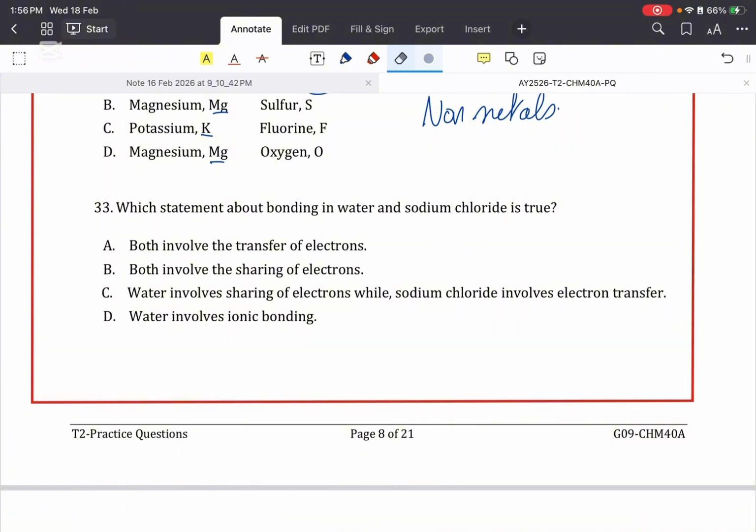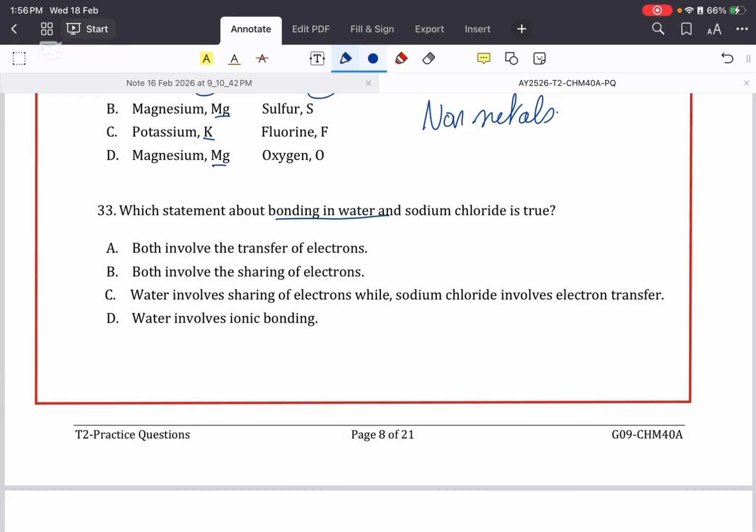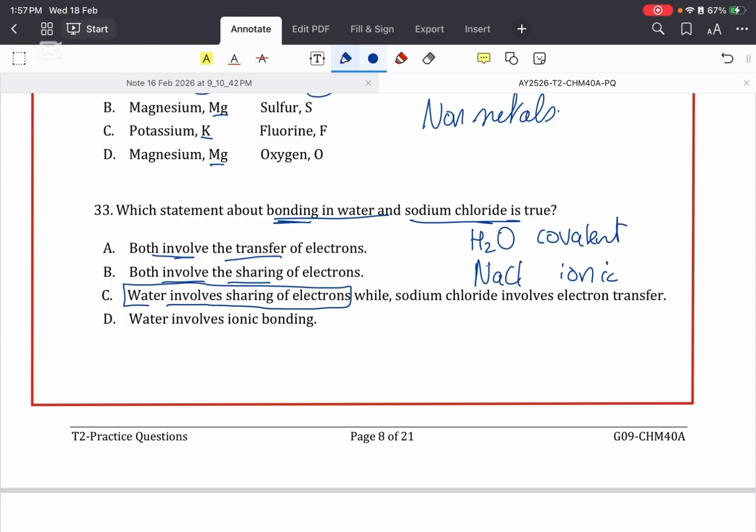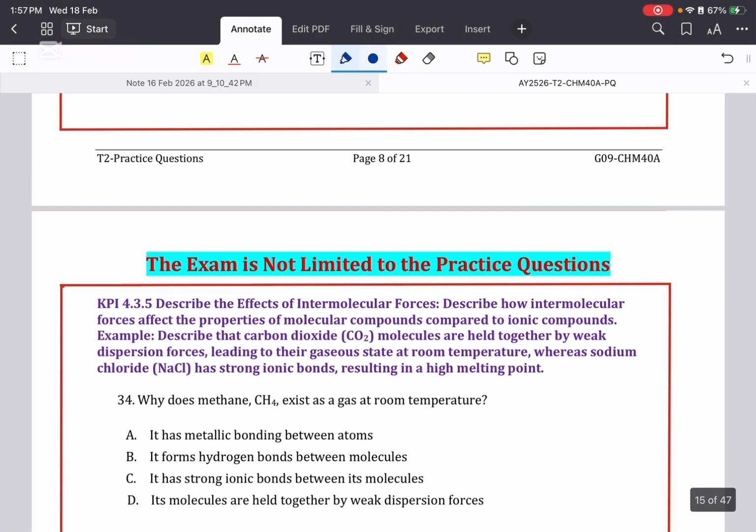about bonding in water and sodium chloride, which is true? They are asking me how the atoms in water are bonded and how the Na and the Cl in sodium chloride are bonded. We know that water is H2O, a covalent, molecular compound, and NaCl is ionic. So definitely they don't both involve the same way of sharing electrons. One is sharing electrons, which is water, and sodium chloride involves transferring of electrons.